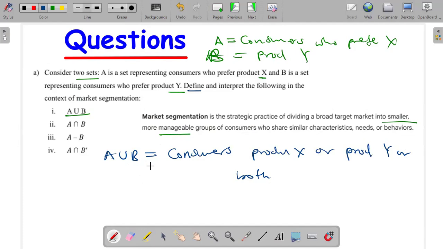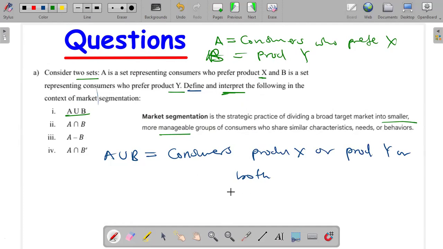Okay, next we have the intersection. What does this intersection mean? Since intersection looks at the elements that are in both sets, A intersect B is just going to mean consumers who prefer both the products X and Y. Okay, now we forgot one part here, we're rushing. This part says interpret. So what sense do we make of the union which we found?